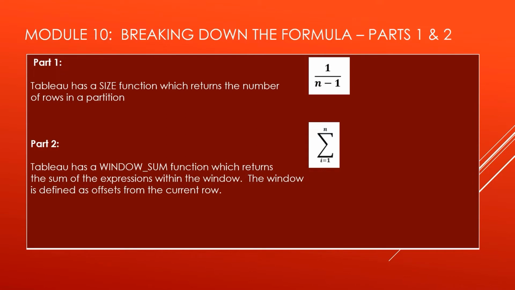For the first part, we'll be using Tableau's size function, which returns the number of rows in a partition. For the second part, we'll be using the window sum function, which returns the sum of the expression within the window. And the window is defined as offsets from the current row.